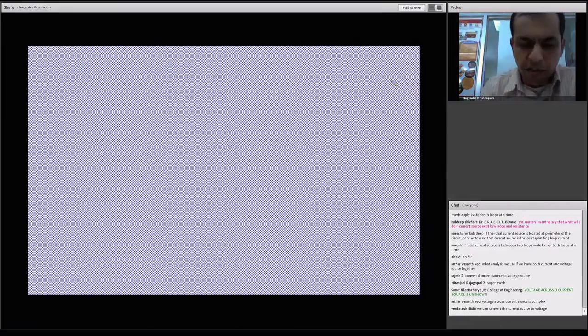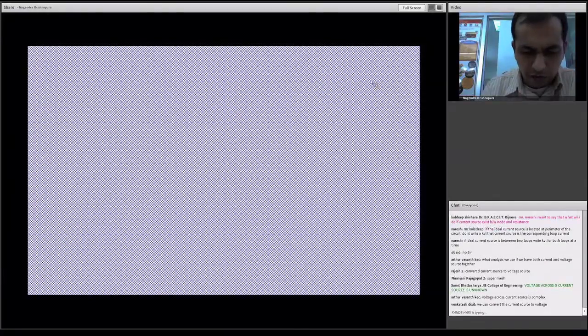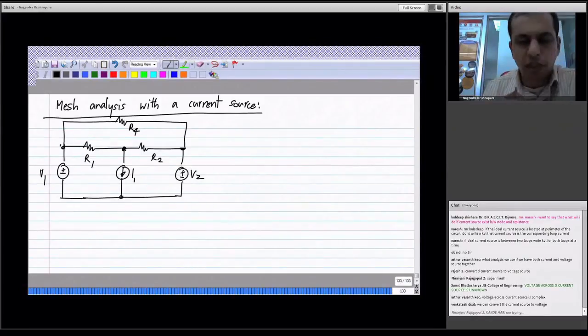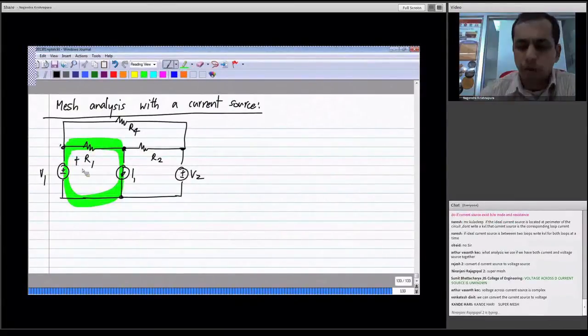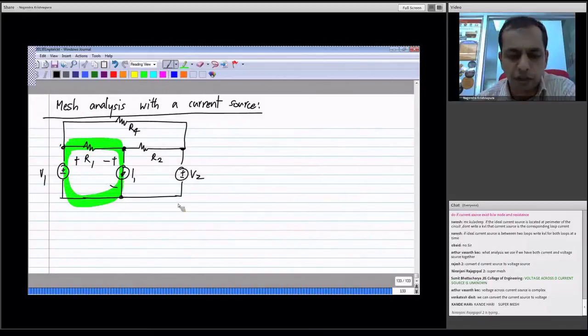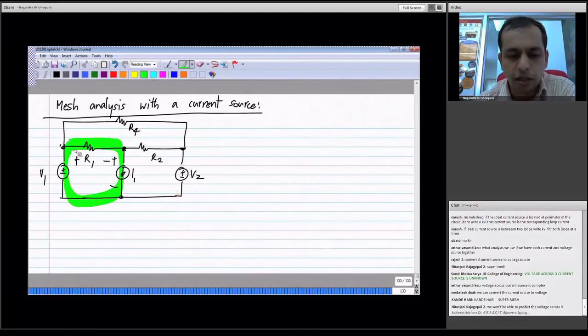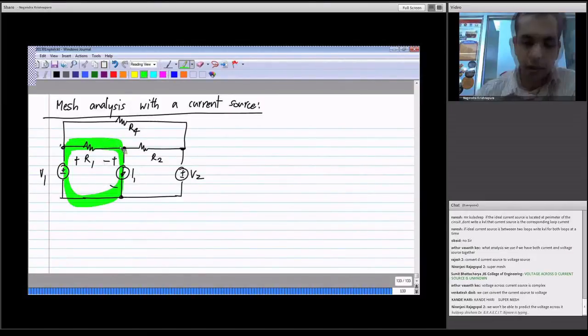Okay. So the problem is the following. While writing KVL for this mesh, we have to say that the voltage across R1 plus the voltage across the current source equals the voltage across the voltage source. But a current source can have any voltage across it. For a resistor, the voltage across the resistor is the current through the resistor times the resistance value. So we can express the voltage across the resistor in terms of the current through the resistor. Whereas a current source by definition can support any voltage across itself. So we cannot express the voltage across the current source as something related to the current value.